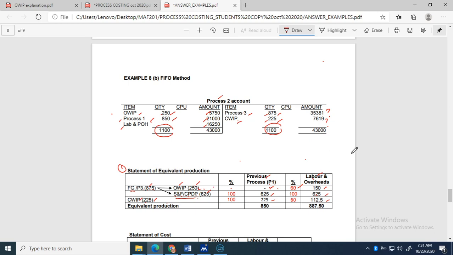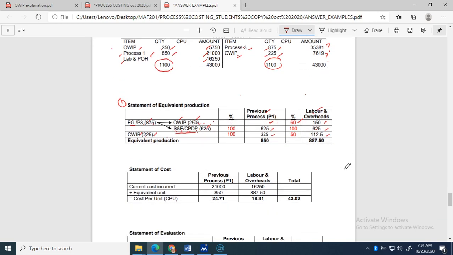So the total quantity for the equivalent production, previous process, total up, you get 850. And labor and overhead 887.5. So this is the equivalent production for the columns previous process and labor and overhead. So as usual, number 2, we have to prepare the statement of cost. So we have two columns, previous process and also labor and overhead.